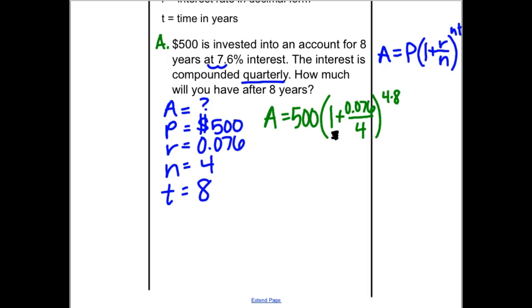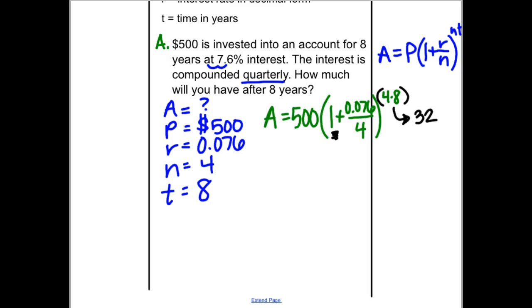Here's the thing. If you have a calculator that does order of operations for you, then you can just type this in as it is. 500 parentheses 1 plus 0.076 divided by 4 parentheses caret key 4 times 8. The one catch is you do need to put parentheses around the 4 times 8 or multiply it out ahead of time to get 32, because if you don't, the calculator will interpret that you want to take what's in parentheses to the 4th power and then multiply the entire answer by 8, which will give you a much larger number and give you false hope that investing money gives you tons of money all at once.